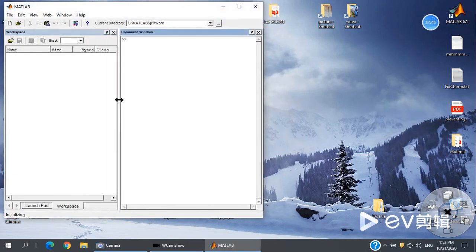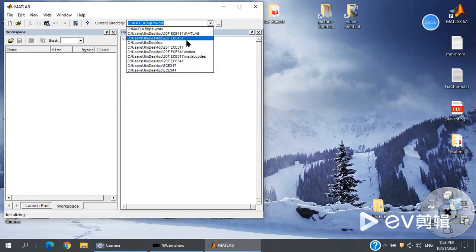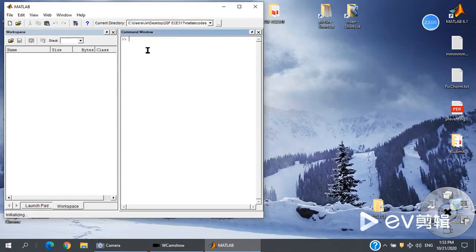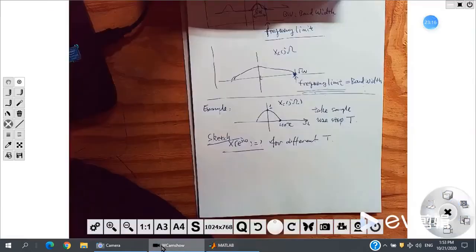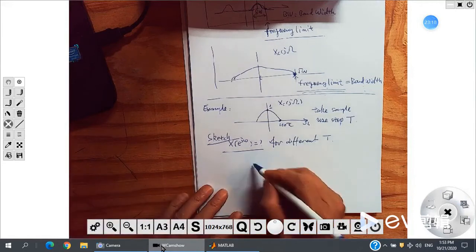Alright, for this one we need functions to run the MATLAB. Okay, it's still running. We want the function of these. Right. Let me write the formula here.